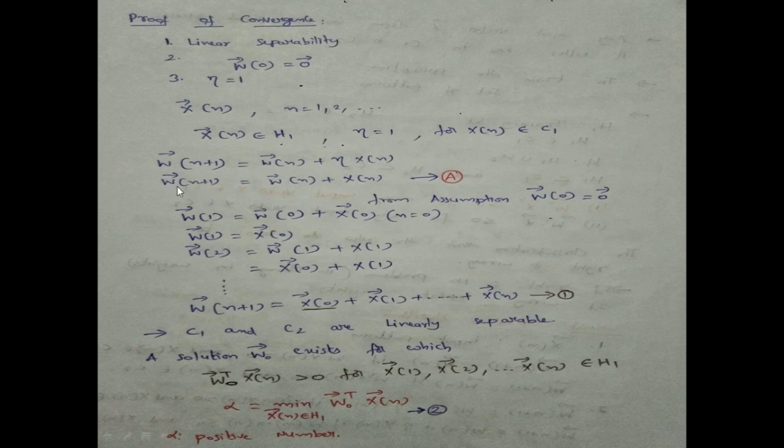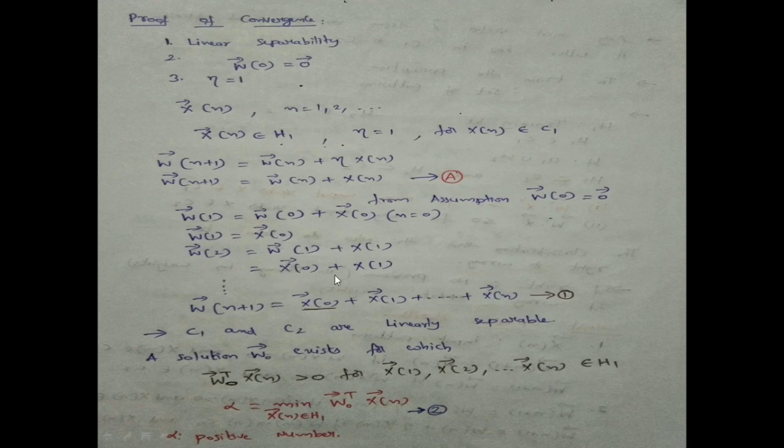Now what will this be? W of 0 plus 1, which is nothing but W of 1, is equal to W of 0 plus x of 0. What is the value of W of 0 from our assumption? It is 0. So W of 1 will be x of 0. Similarly, what is W of 2? W of 2 will be W of 1 plus x of 1. What is the W of 1 value we got? x of 0. So that is x of 0 plus x of 1.